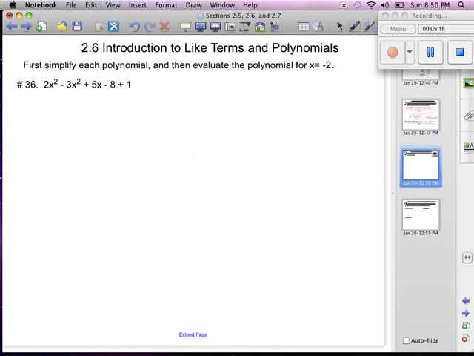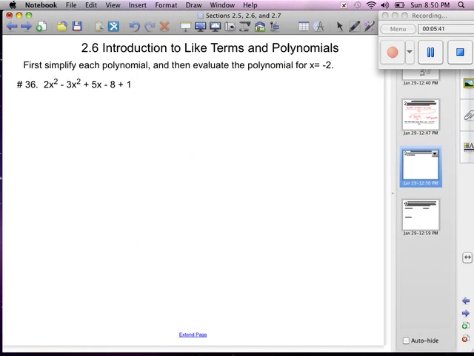Okay, introduction to like terms and polynomials. I think I told you before I love polynomials. It's still true. The thing that we need to remember for adding like terms is that we add apples to apples and oranges to oranges. All right? We have apples and oranges and bananas in this problem.